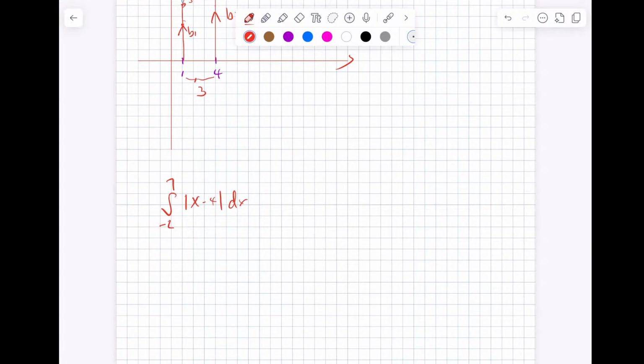If you understand area under the curve, anytime you deal with absolute value, always graph it. Knowing how to graph absolute value is very, very important.